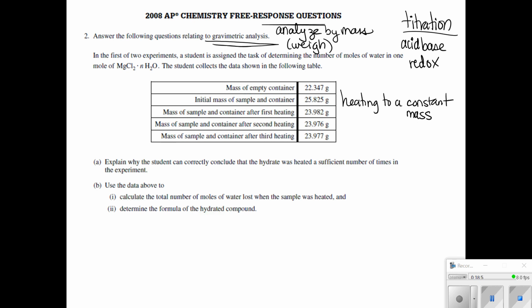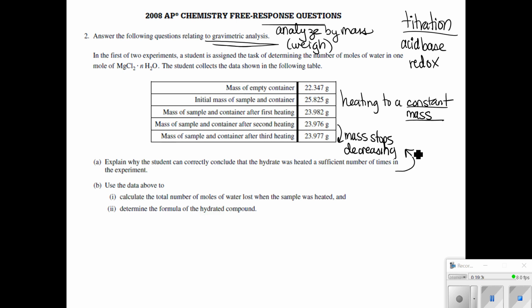But I need a way to determine whether or not I've successfully gotten rid of all the water. So what we do is you don't just heat it once and weigh it and assume that you got rid of all the water. What you do is you heat it, you weigh it, and then you heat it again, and you weigh it again, and you probably heat it a third time, and then you weigh it again. And you want to keep doing that until you have reached a constant mass, which means that the mass stops decreasing. And that's what we see has happened here. Between the second and third heating, the mass has stopped dropping. That means we have gotten rid of all of the water. So that is the answer to A.